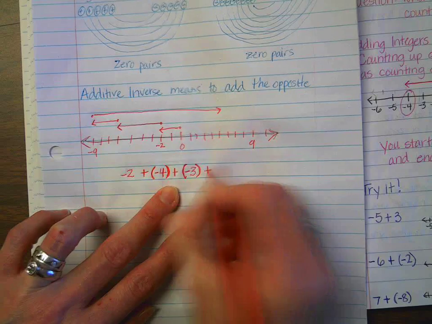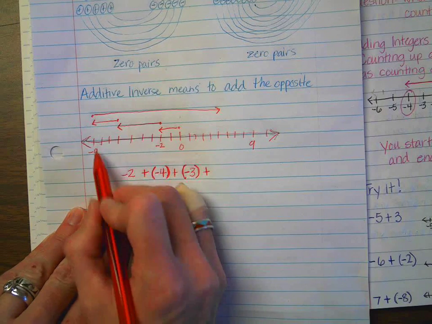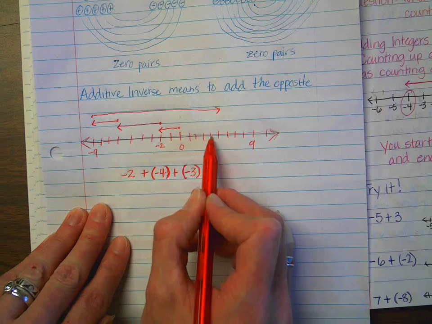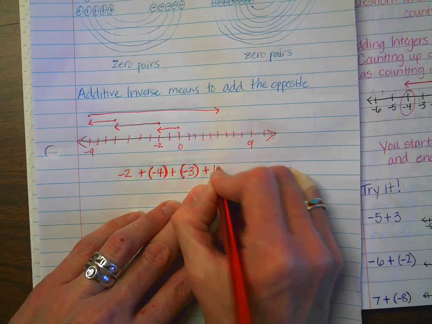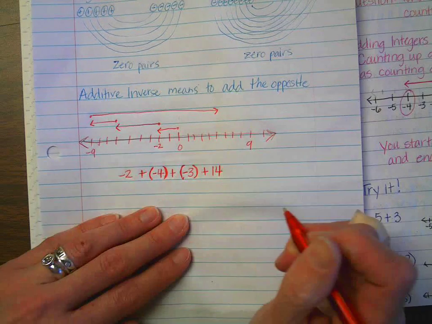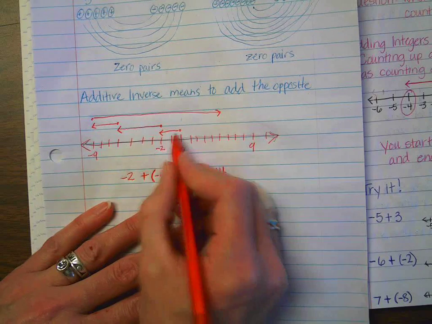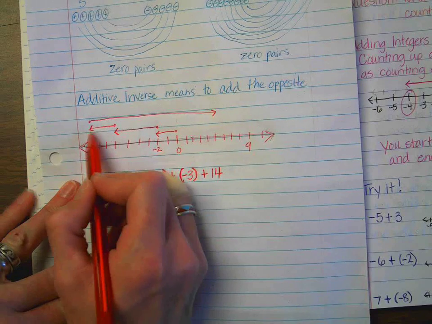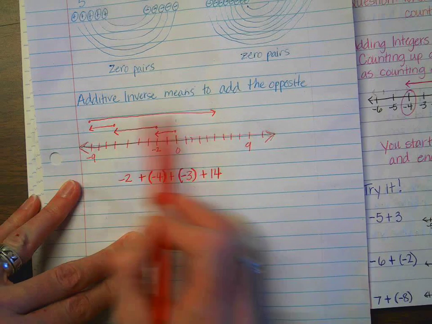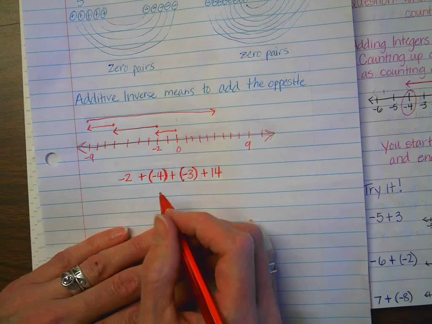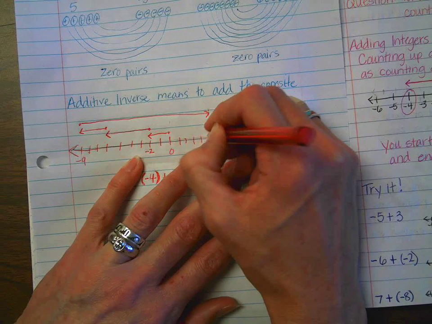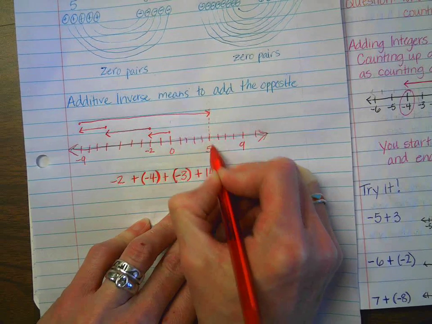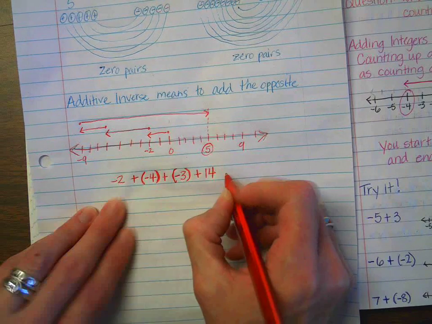-3 plus, so now I'm going back, 1, 2, 3, 4, 5, 6, 7, 8, 9, 10, 11, 12, 13, 14, plus 14, because that's how long that arrow is. So this arrow is -2 because it's going to the left, -4 because it's going to the left, -3 because it's going to the left, +14 because it's going to the right. Okay? And then we can figure out our answer because wherever the arrow stops is what our answer is. So that's 1, 2, 3, 4, 5. So our answer to this problem should be 5.